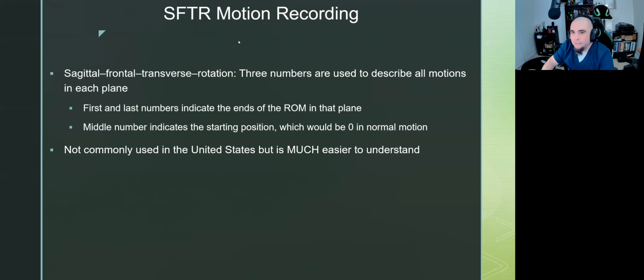But when we talk about this in the context of Europe, a lot of times they will do all motions in this STFR or SFTR method, where they talk about what a shoulder does in the sagittal plane, what a shoulder does in the frontal plane, what a shoulder does in the transverse and the rotational plane. And that's how they do their documentation. It's a little weirder, but it's almost never seen in the United States.